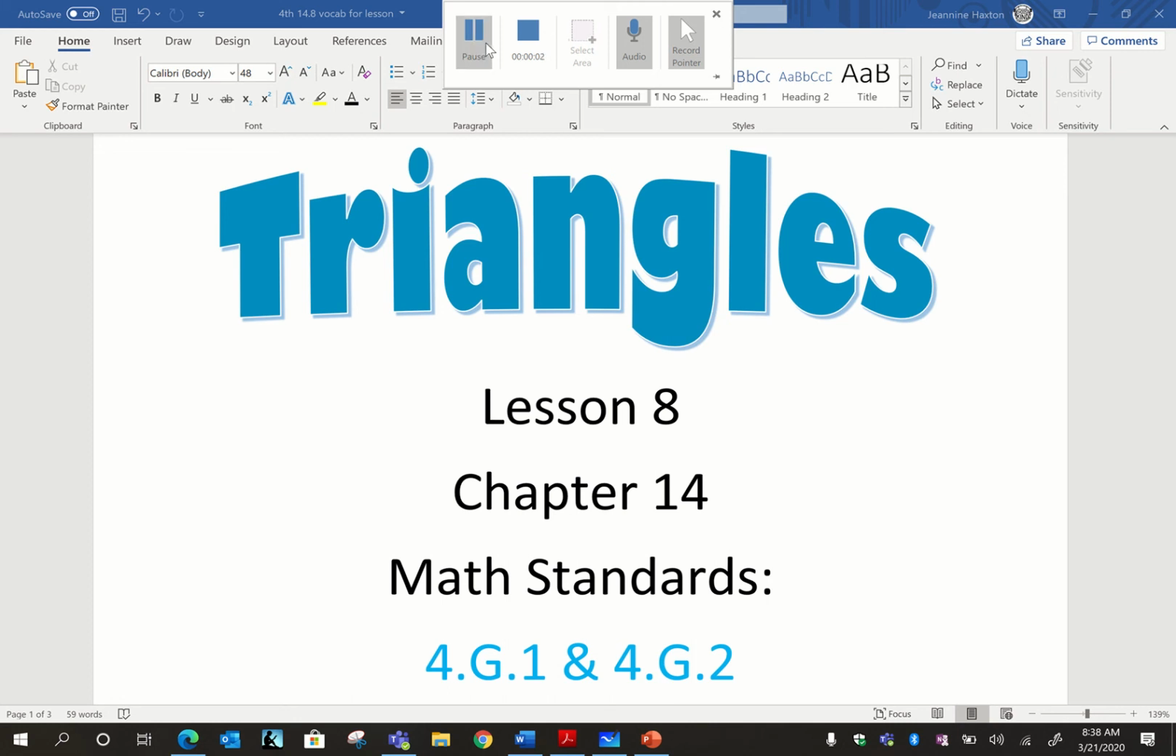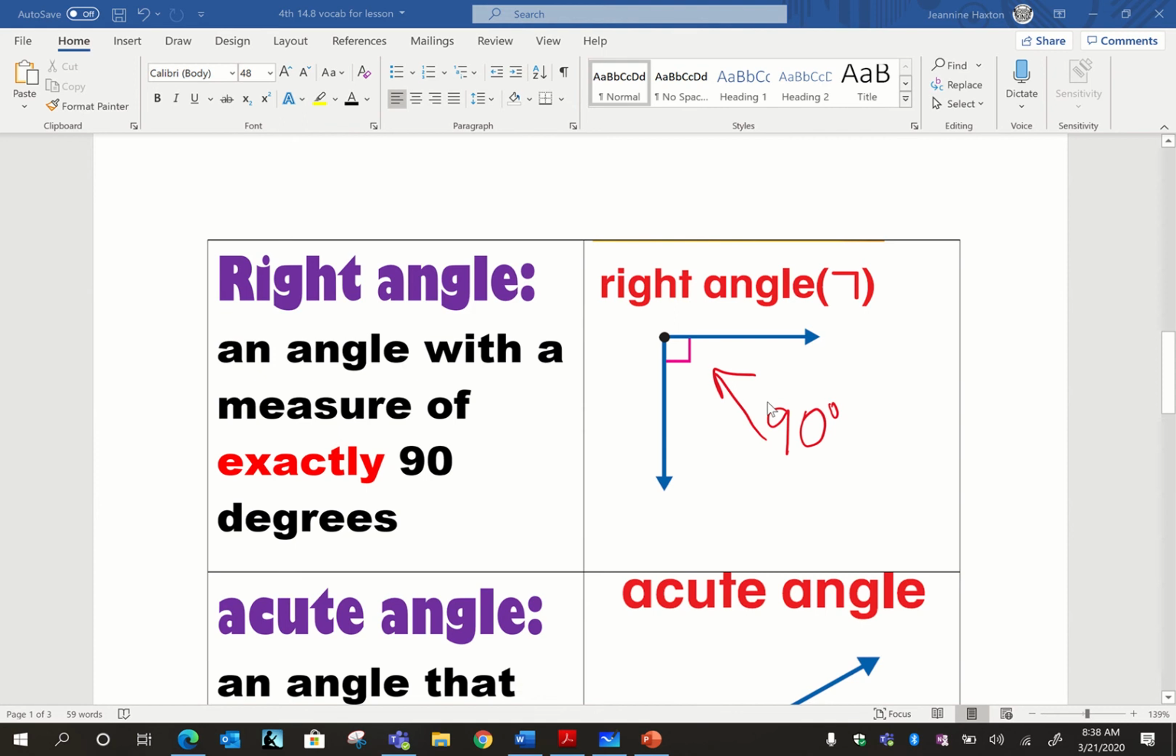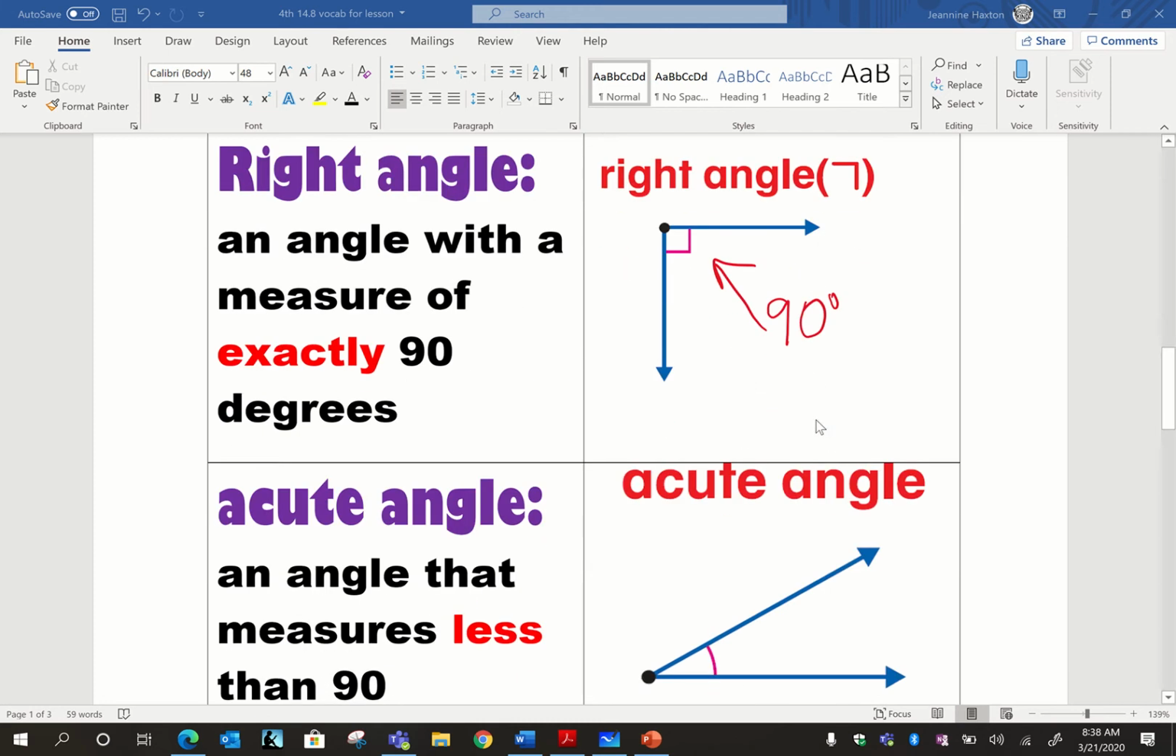Today's lesson is about triangles. It will be lesson 8, chapter 14. The words we'll be looking at today are right angle, an angle with a measure of exactly 90 degrees. And here's our example of a right angle.